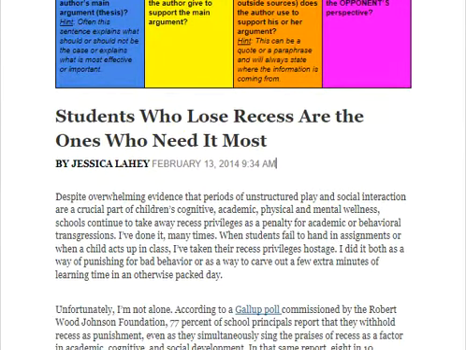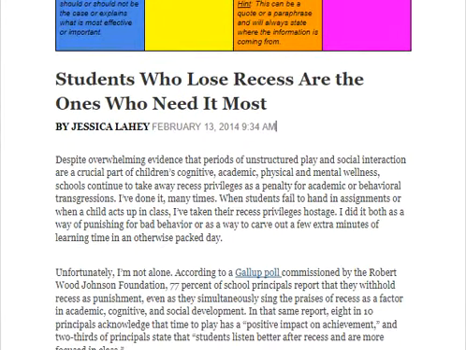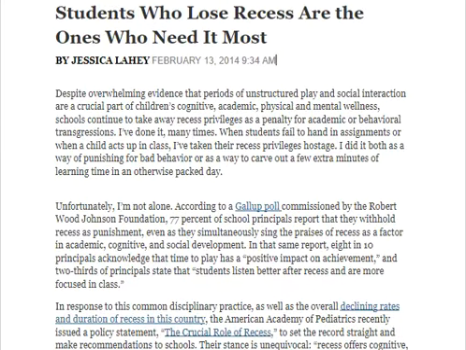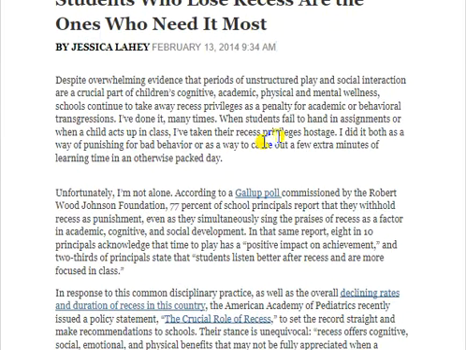So here we go. It says, "Despite overwhelming evidence that periods of unstructured play and social interaction are a crucial part of children's cognitive, academic, physical, and mental wellness, schools continue to take away recess privileges as a penalty for academic or behavioral transgressions. I've done it many times when students fail to hand in assignments or when a child acts up in class. I've taken their recess privilege hostage. I did it both as a way of punishing for bad behavior or as a way to carve out a few extra minutes of learning time in an otherwise packed day."